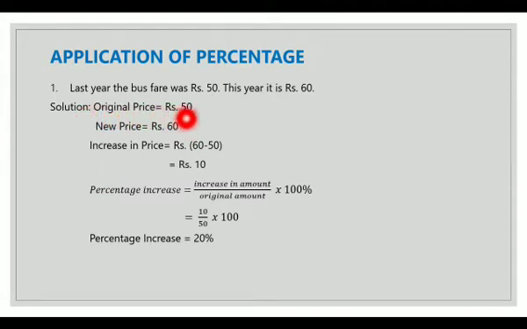Solution. Original price equals rupees 50. New price equals rupees 60. So here we can say that the original price is 50 but the new price is 60. So increase in price equals rupees 60 minus 50, that is rupees 10. So we have got an increase in price. So we will use the formula: percentage increase equals increase in amount upon original amount into 100%. So increase in amount, that is rupees 10, upon original amount, that is 50, into 100, which comes to be 20%. So percentage increase equals 20%.